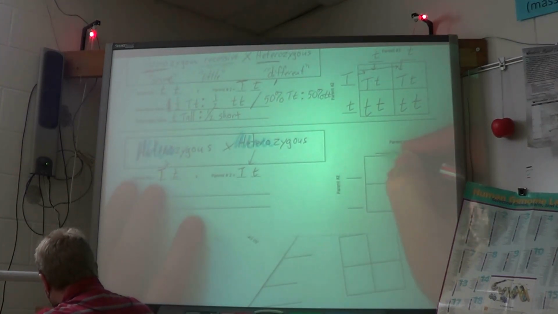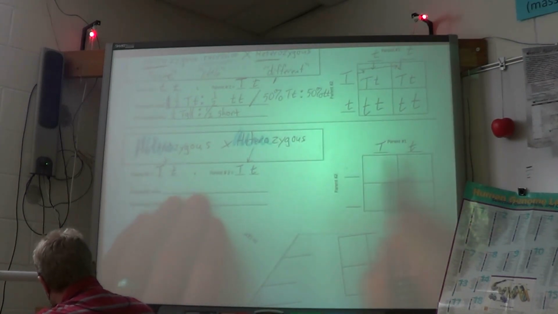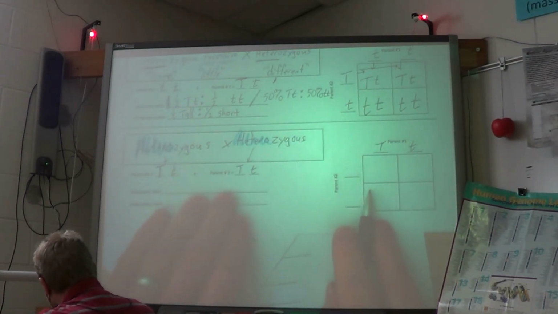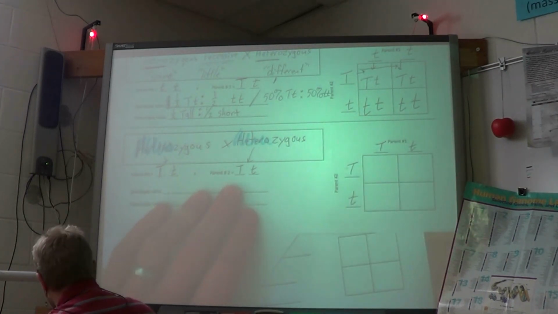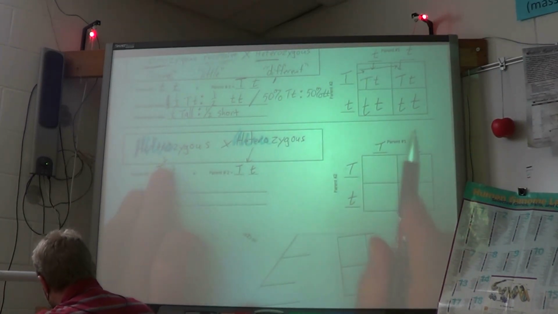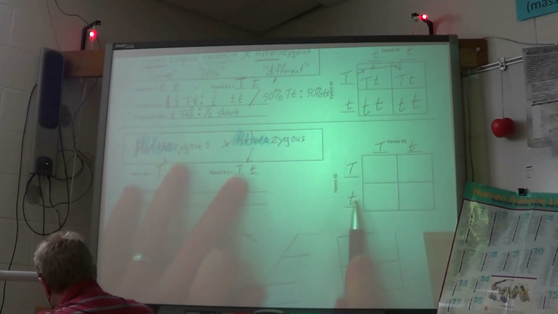So parent number 1, we kind of told you should go on the top, but it really doesn't matter. They could go on the side. Parent number 2 goes on the side, but it really doesn't matter. It could go on the top. The idea is one goes one place, the other parent goes the other place.